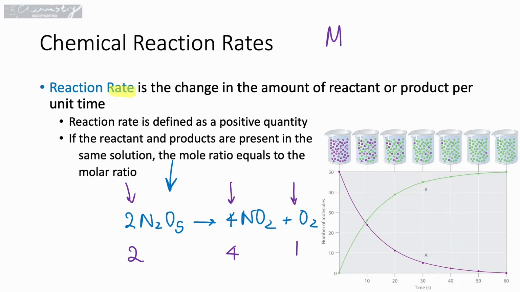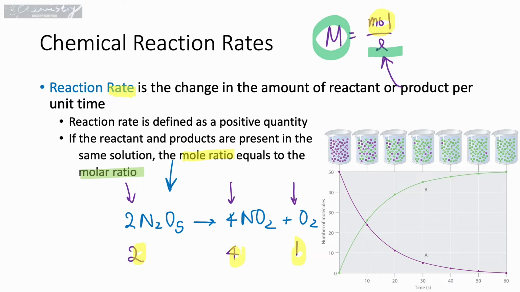So we know that molarity equals moles over liters. So if they're in the same solution, that means the volume of the solution is the same because they're in the same pot. So if the moles are all divided by the same number, then the molarity is going to remain the same ratio. So their mole ratio is going to equal their molar ratio.